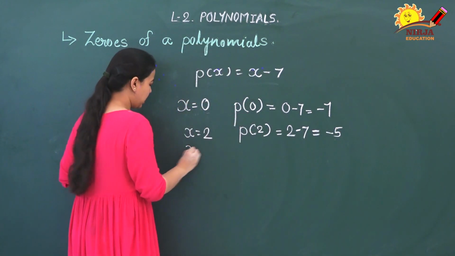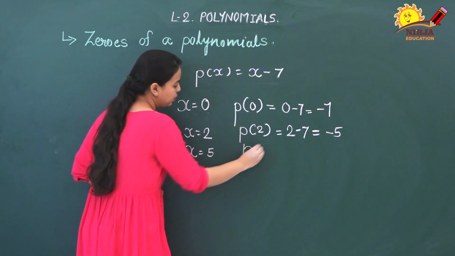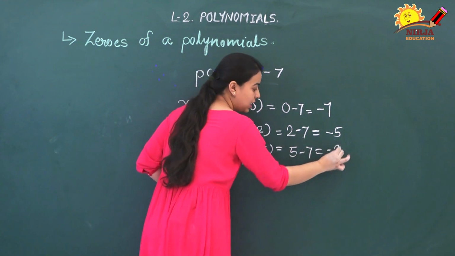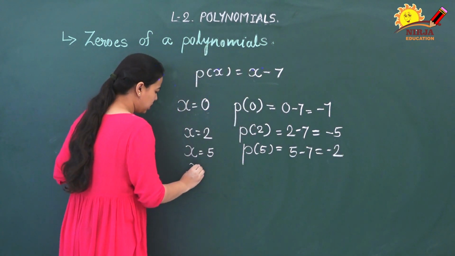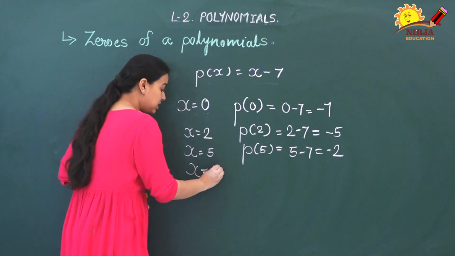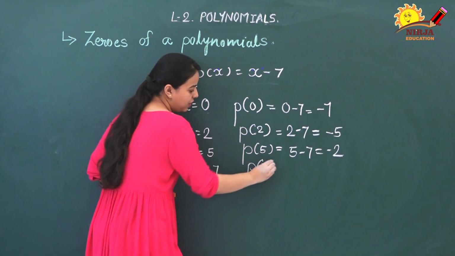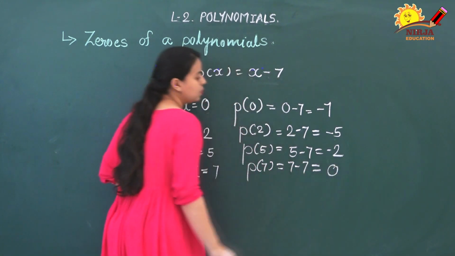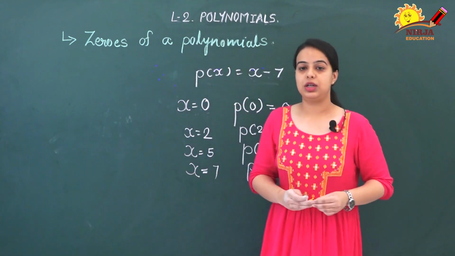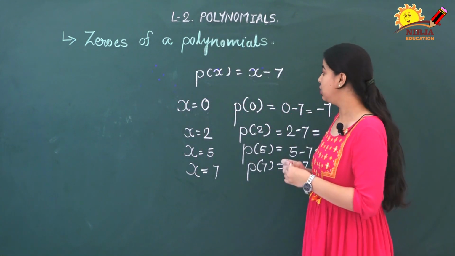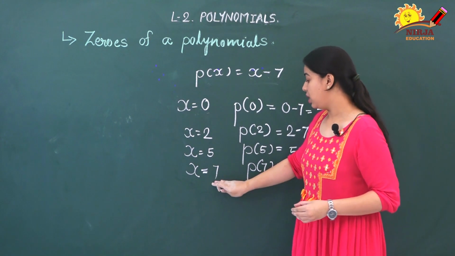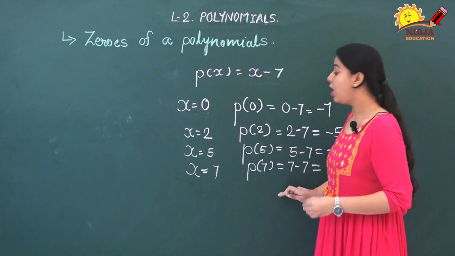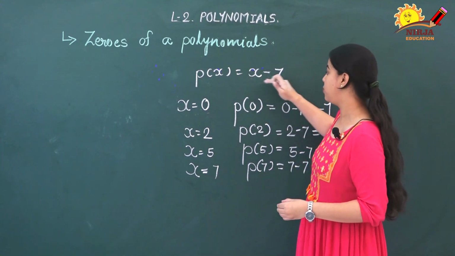Now I am going to take x is equal to 5. Let's put 5 in place of x. 5 minus 7 is equal to minus 2. Now I am going to put the value of x as 7. P of 7 is equal to 7 minus 7 is equal to 0. Now if you have noticed, whenever I have taken the value of x as 7, I got the answer as 0. So we can call 7 a zero of the polynomial.